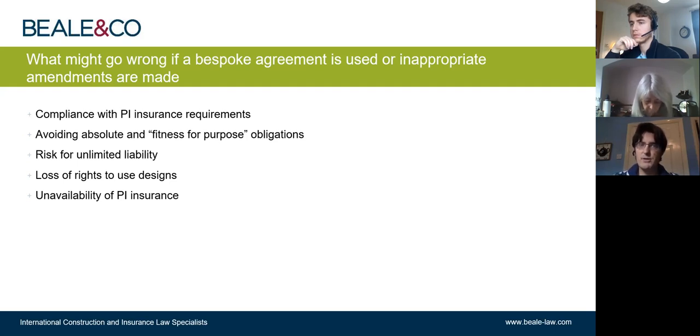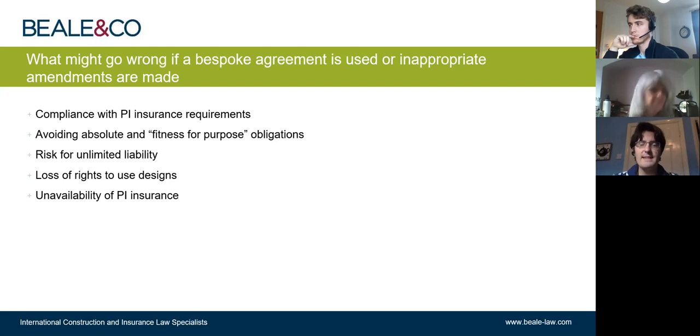And it also, as Rosemary mentioned, won't contain any fitness for purpose obligations, which would be an obligation requiring the consultant to ensure that their design is fit for the client's intended purpose, or an obligation to ensure that they perform the services to the satisfaction of the employer at its absolute discretion. Because if you have a fitness for purpose obligation, that's unlikely to be covered by your PI insurance. And similarly, an absolute obligation under the appointment, not caveated by the specified standard of care, is also not likely to be covered by your PI insurance.